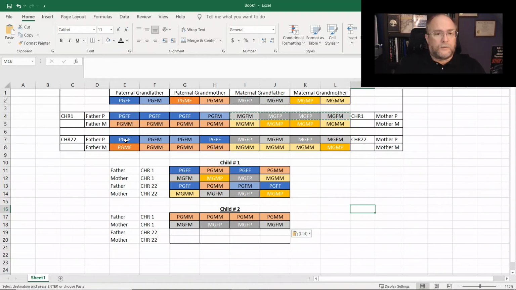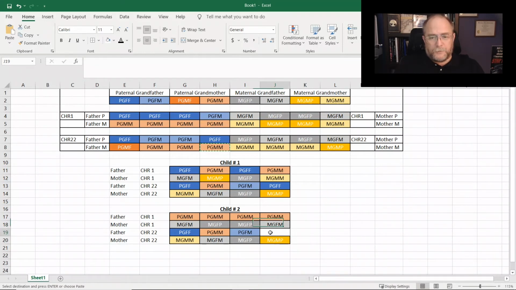Now on this other one, on chromosome 22, we're going to say that this child received a mix very similar to what the other child did. So in this case, we're going to put this.